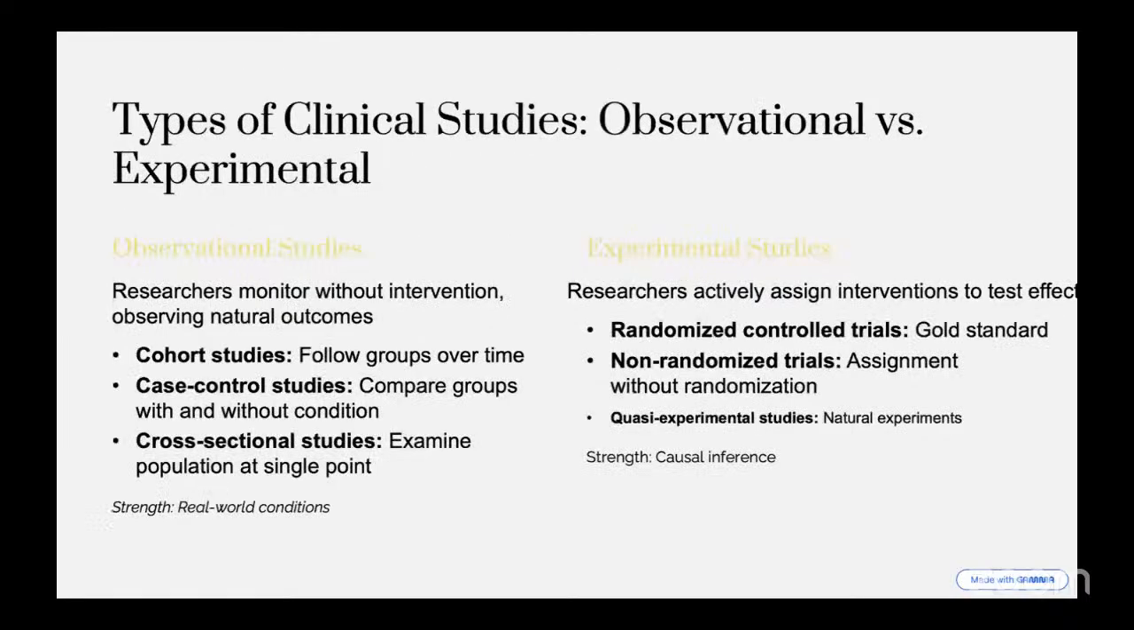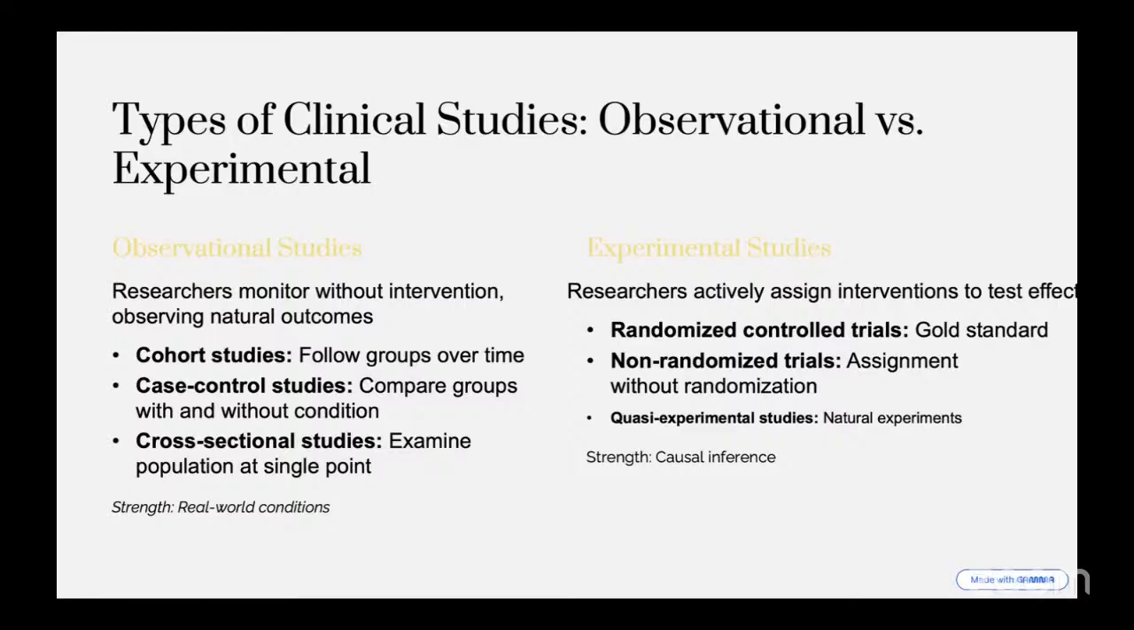So the types of clinical studies, we do have observational and experimental. In observational, researchers monitor without intervention, observing natural outcomes. The studies that fall in that category are cohort studies, case-control studies, and cross-sectional studies. For experimental, the studies that fall within that category are randomized controlled trials and non-randomized trials.